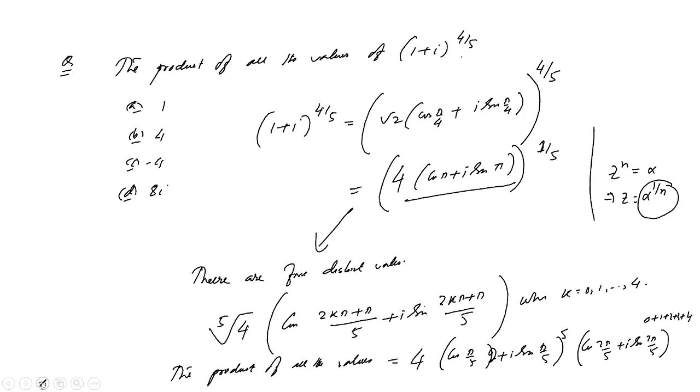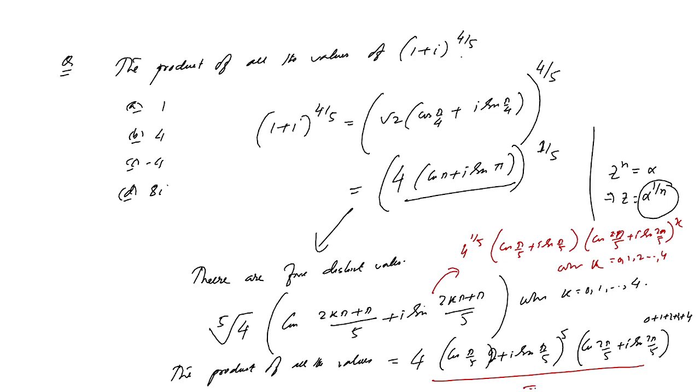Why have I written in this pattern? Because if you think about the expression, it equals 4 to the power 1 by 5 times (cos pi by 5 plus i sine pi by 5) multiplied by (cos 2 pi by 5 plus i sine 2 pi by 5) whole to the power k, where k equals 0, 1, 2 up to 4. Now you take the product and simplify these values, and you will get it. The value will be minus 4. So minus 4 is the correct option, and the other options are false.